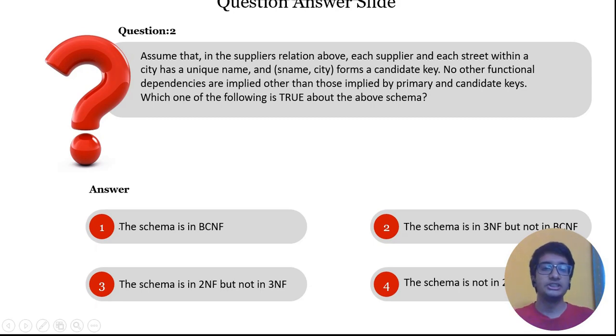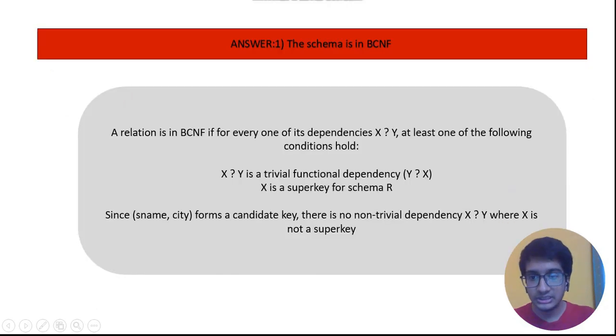No other functional dependencies are implied, primary key, secondary. Which one of the following is true about the above schema? So the answer is the first one, if I'm correct. The schema is in BCNF. See, there you go.